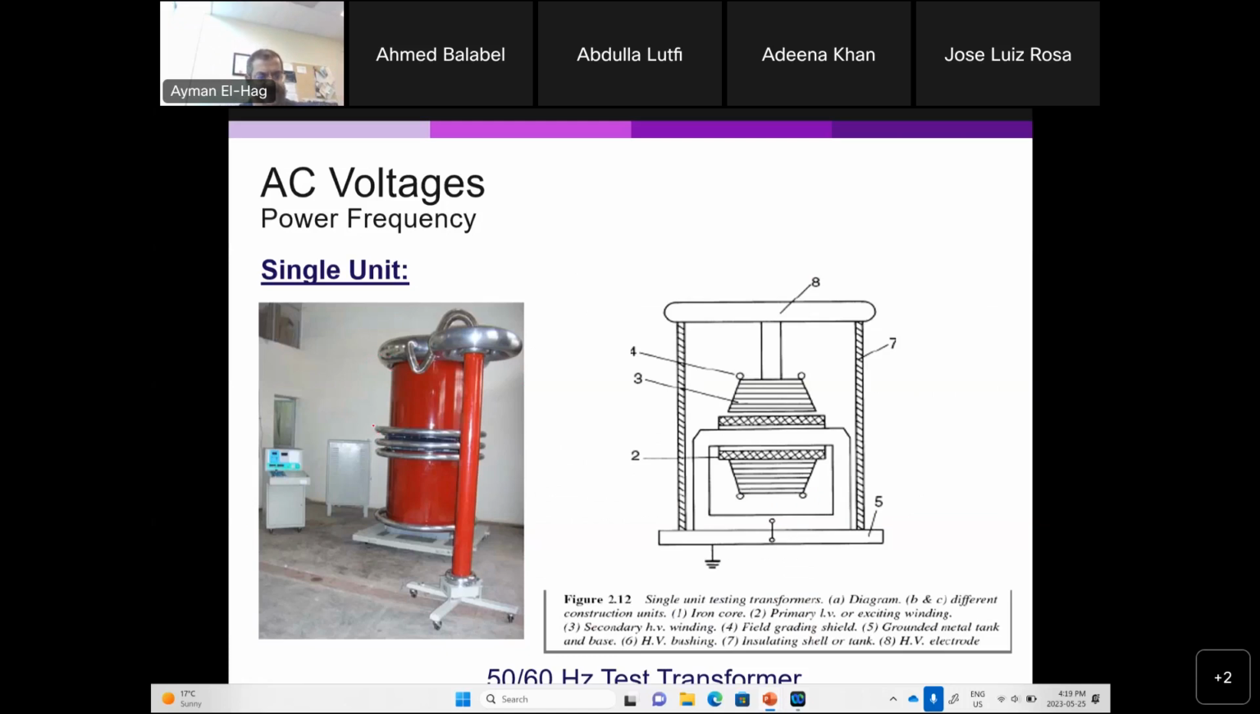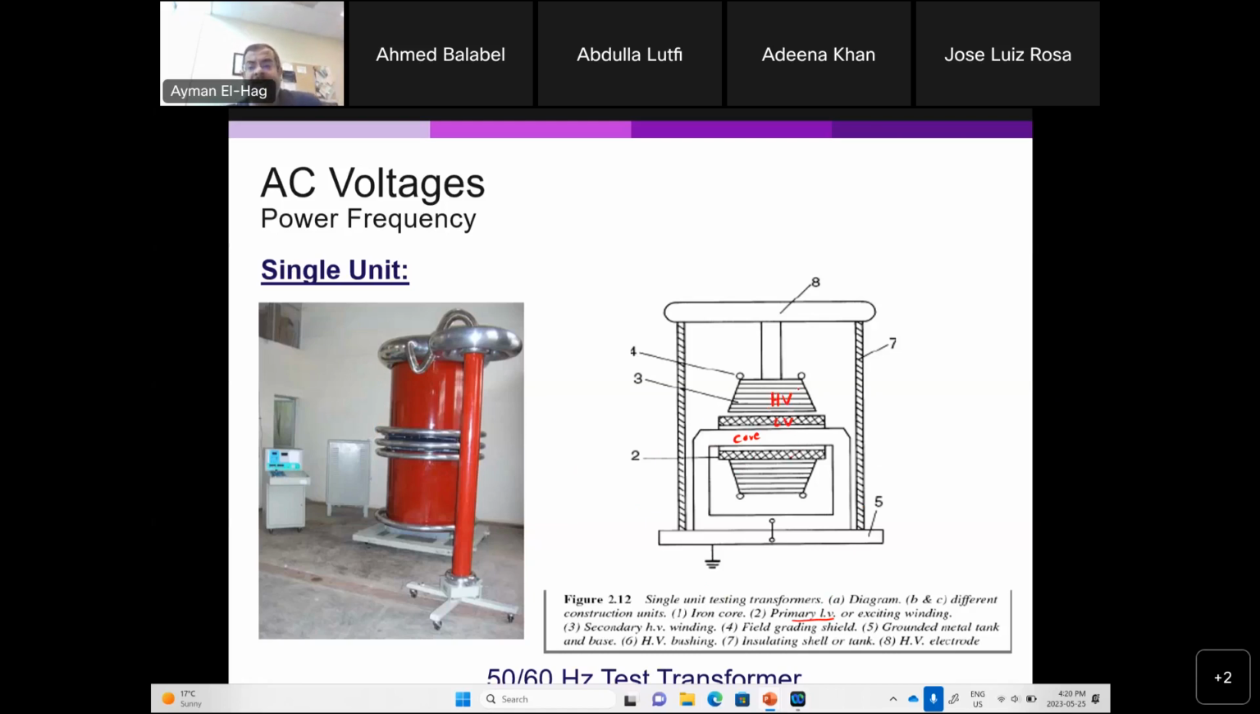So what is this exactly? What is inside? If you look here, this is the core of your transformer. Number 2 is your primary, or the low voltage. This is where you excite the transformer. Here you apply your low voltage to get the high voltage. And the outside winding is your high voltage. This is like a cross-section, as if you slice the transformer. So these are the basic three components: high voltage, low voltage, and the core.